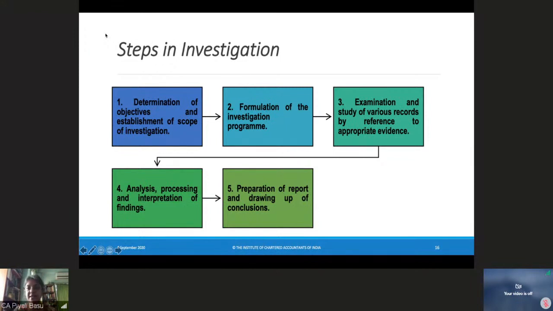And then we start the examination and study of various records by reference to the appropriate evidence. Evidence must be there, and evidence has to be taken and kept in file, whatever way. Soft copy, hard copy, better to keep it digitized today, because the hard copy doesn't stay for long, especially if you're taking photocopies. These are things which you're aware of, but we tend to forget when we go into practice. So for your exam purpose, remember, if such a question comes, it is always better to have a digitized copy of the evidence, because a photocopy, a hard copy, you may lose it.